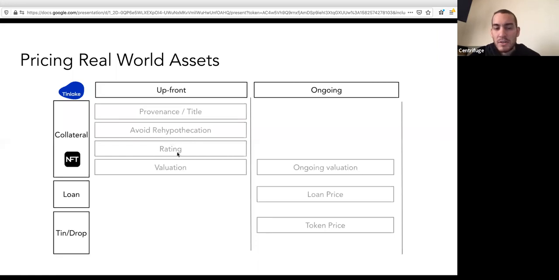Then you have rating, which is rating the credit risk of the borrower itself. And then, of course, you need to value the asset, and that depends very much on what kind of asset you're pricing, right?